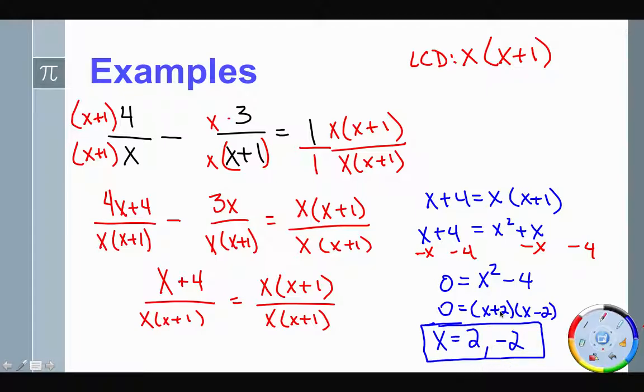All right, so if you watched the first video and you watched this video, choose which method makes more sense to you. It doesn't matter because solving an equation is about getting the answer, not necessarily the method in which you choose to do your answer.